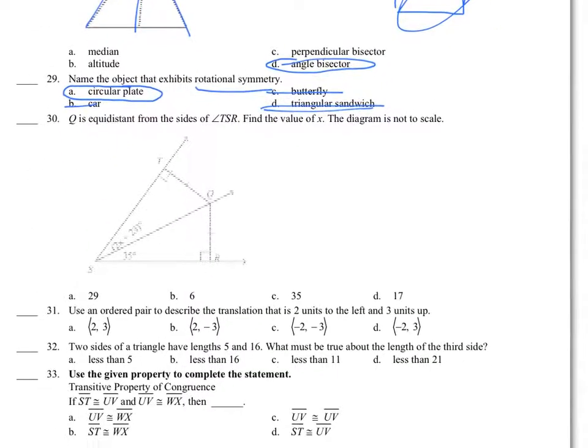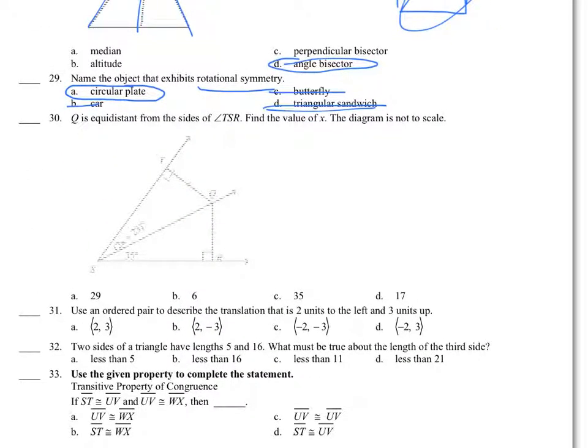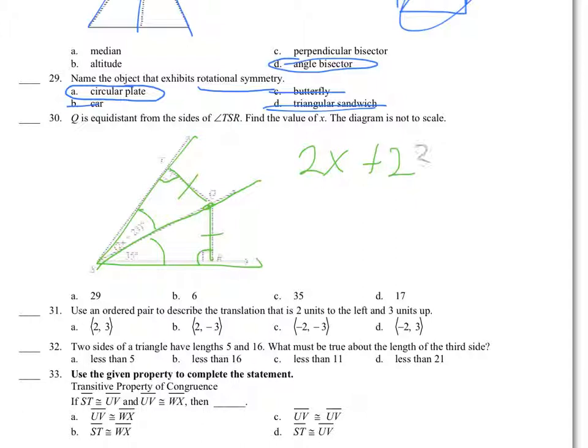And the last one for this section, it says that Q is equidistant. That means these two segments are congruent. And if they're congruent, that means this ray is an angle bisector. So we have two congruent angles. So if we're solving for x, we say that 2x plus 23 is equal to the other angle, which is just 35. Then we solve for x. Subtract 23 from both sides, divide by 2, and x equals 6. We're looking for the value of x, so that is my answer, B.